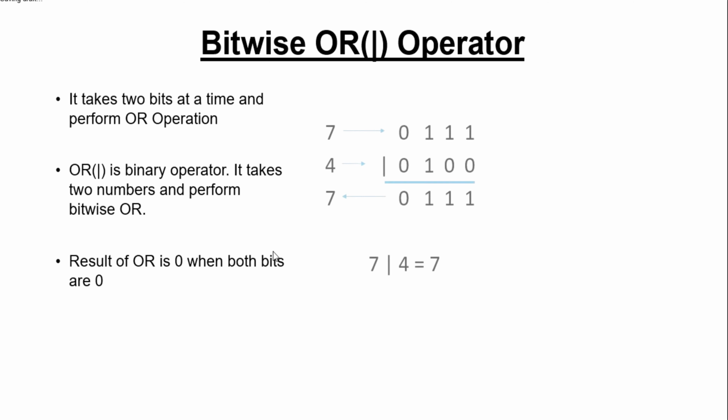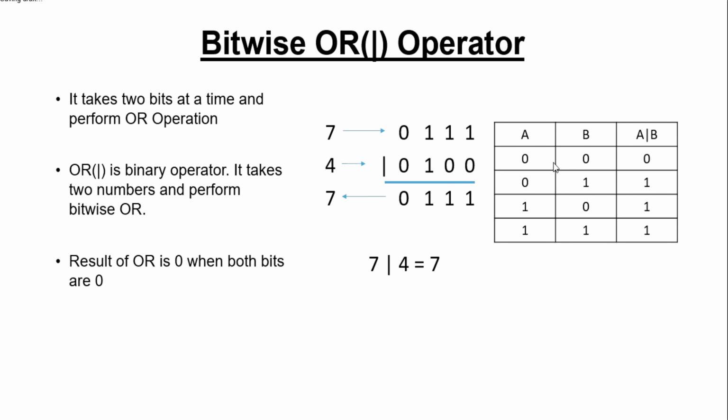So let's look at an example of this. Here is the example which we discussed in bitwise AND, but it may give a different output for the bitwise OR operator. Let's look at this. Here is the binary representation of 7 and here is the binary representation of 4. Only when both the bits are 0 is the result 0. So where both bits are 0, we have result 0. In all other cases we simply put 1. So we can say that 7 bitwise OR 4 is equal to 7. Here is the truth table for the bitwise OR operator. Only when both bits are 0 do we put 0, otherwise we simply put 1.